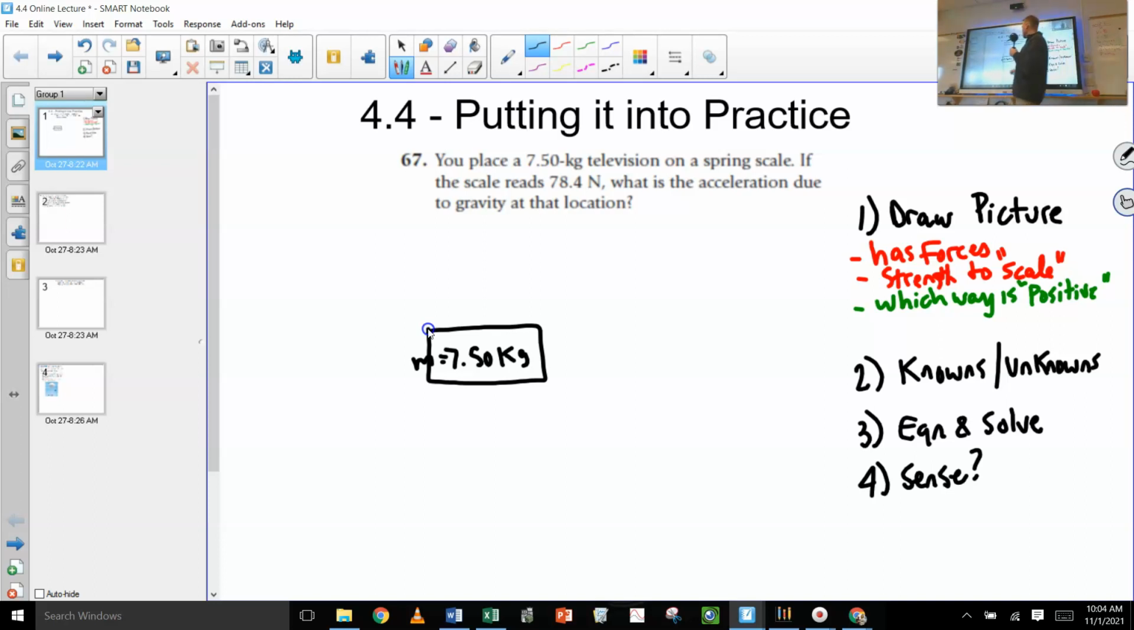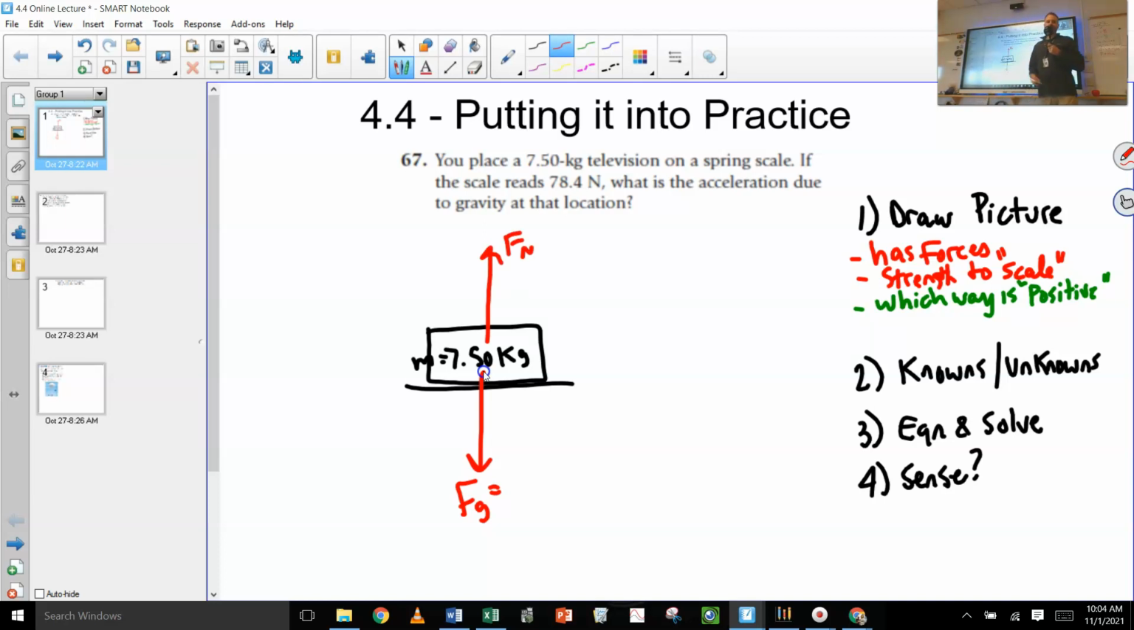You're putting it on a spring scale. So here's my scale. And it says the scale reads 78.4 newtons. So let's draw the forces that are acting on this. So right now, number 1, there's gravity. Number 2, there's a normal force.